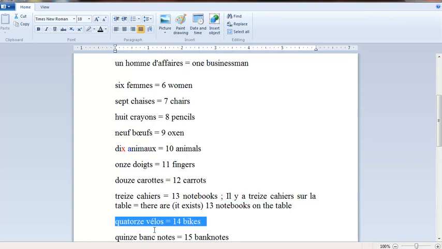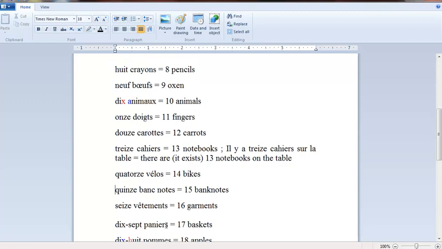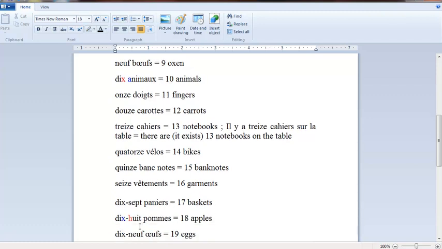Then, 14 vélos. 14 bikes. 15 banknotes. Then let's consider the next one. 16 vêtements, 16 garments. 17 paniers, 17 baskets. 18 pommes.